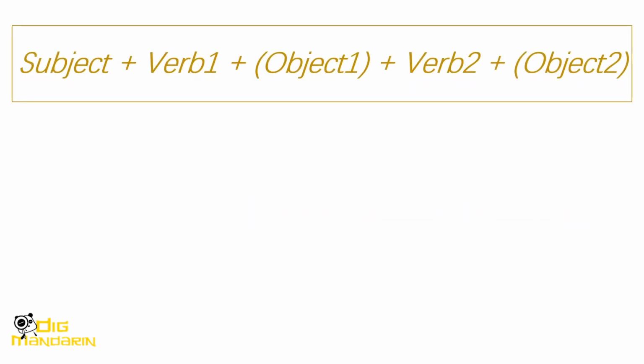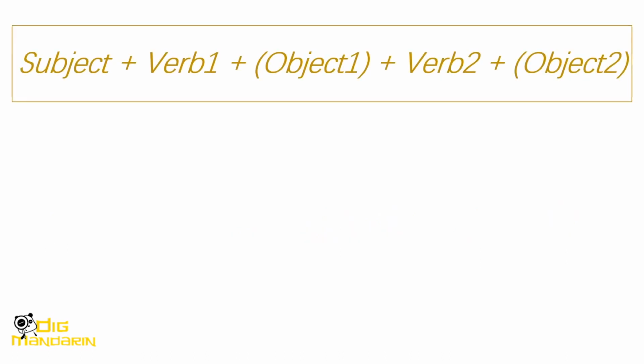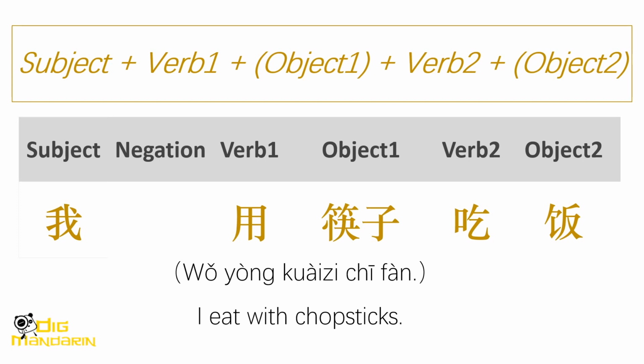Example 2. 他去图书馆看书. He goes to the library for reading. Example 3. 我用筷子吃饭. I eat with chopsticks.